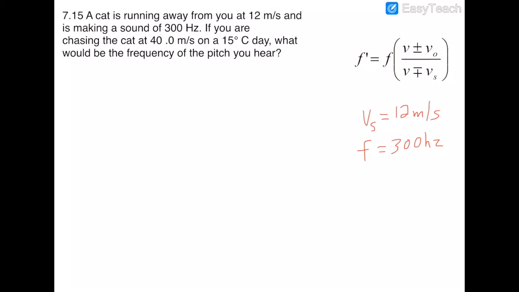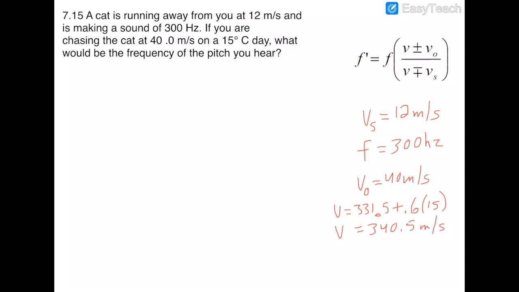If you are chasing the cat at 40 meters per second, so you're the observer listening to the cat, but you're actually moving. So we have a velocity of the observer, that's 40 meters per second. And it's a 15-degree day. Okay, that's how we figure out our speed of sound. So I'm going to do 331.5 plus 0.6 times 15. And that gave me a velocity, I did calculate that out, 340.5 meters per second. There's the velocity, okay?